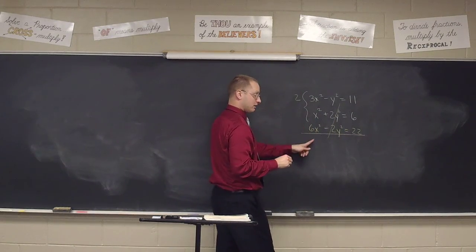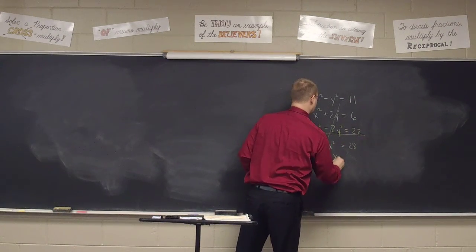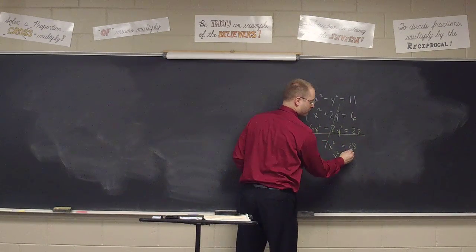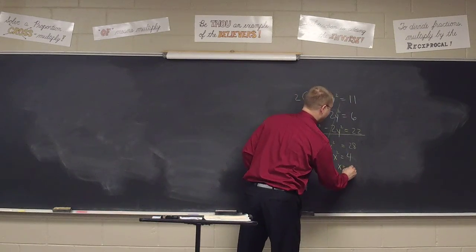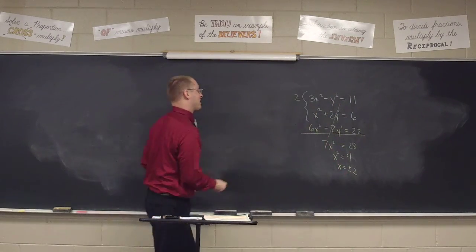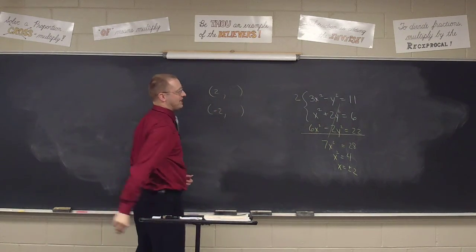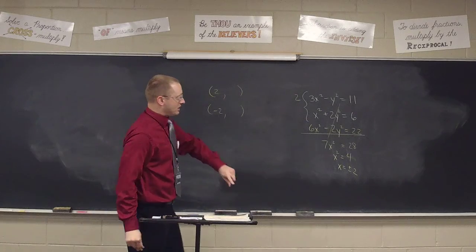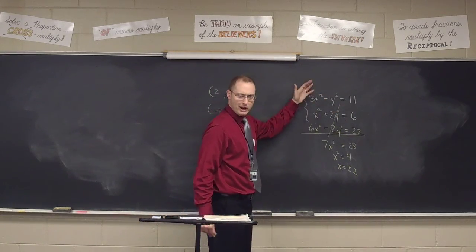Which would give me 7x squared equals 28, which gives me x squared equals, well, 4, so x equals positive or negative 2. That's if we solved it with that approach. So that gives us a 2 and negative 2 for my x values. Then I'm going to take the 2 or negative 2 and plug it back into either the top or bottom equation.